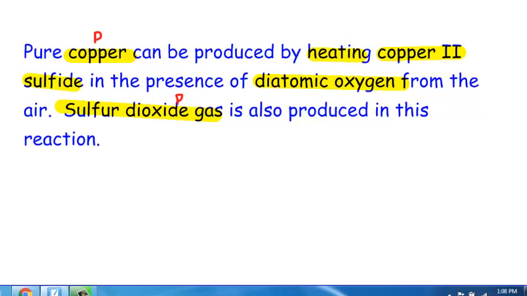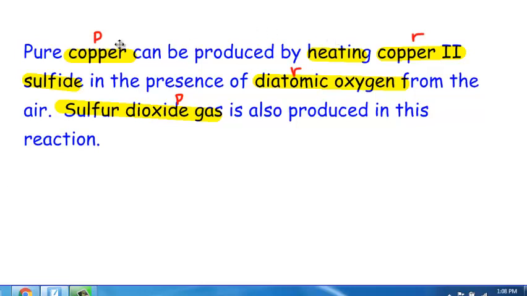We can tell by keywords. It says pure copper can be produced. Sulfur dioxide gas is also produced in this reaction. So there are two products in this reaction. What about reactants? So there are also two reactants.